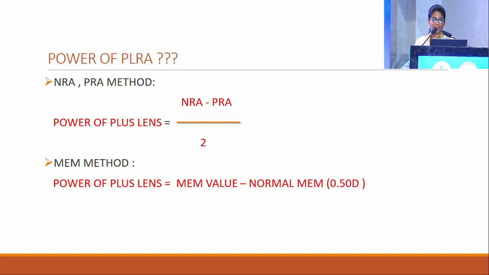So, how do you calculate the power of plus lenses? By dividing the difference of NRA and PRA by 2. This half amount is kept as a reserve to stimulate the accommodation.